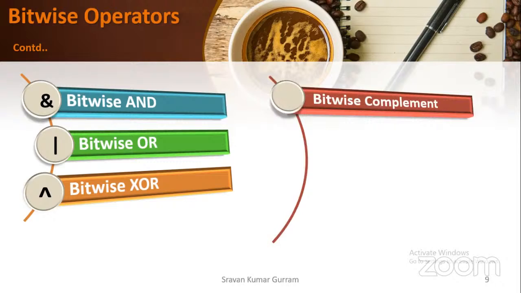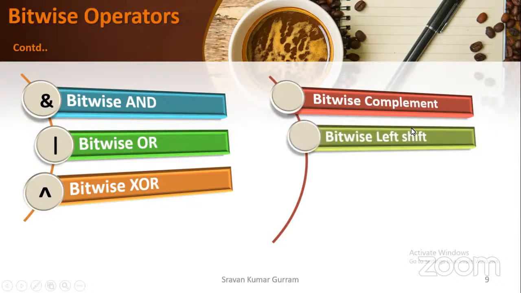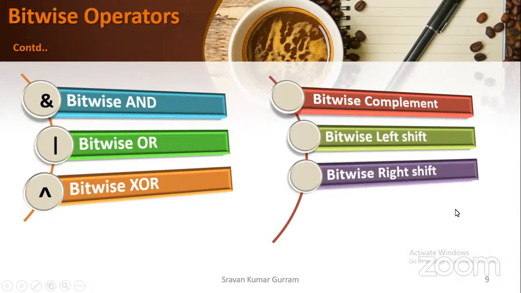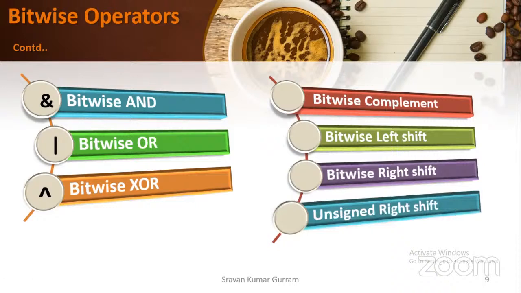Still, we have some more categories of the bitwise operators: bitwise complement, bitwise left shift, bitwise right shift, unsigned right shift. These are the total categories of the bitwise operators. The symbol for bitwise complement is the tilde symbol, or you may use the word negation. For bitwise left shift, two less than symbols we use to implement the bitwise left operation. Bitwise right shift operation, two greater than symbols. Unsigned right shift operator, for that we use three greater than symbols.